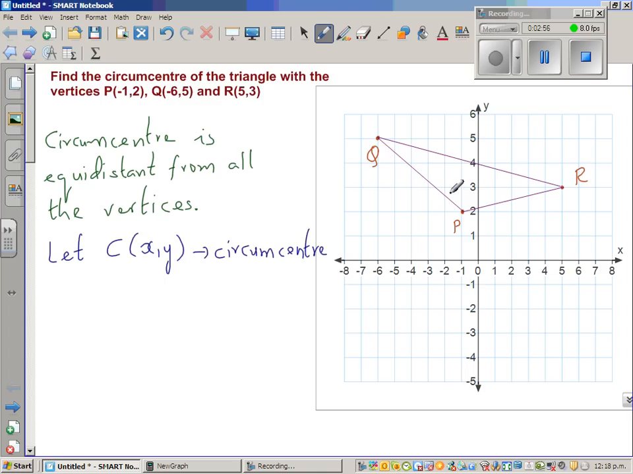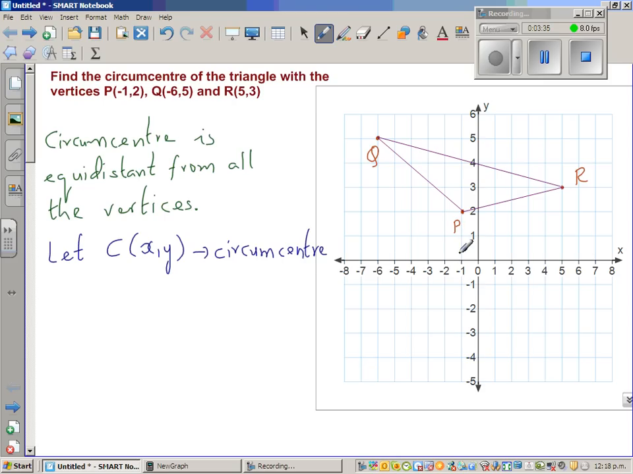So this seems to be an obtuse angle triangle. This angle looks to be more than 90. So the circumcenter of an obtuse angle triangle is outside the triangle. An acute angle triangle is a triangle in which all the angles are acute. In an acute angle triangle, the circumcenter is always inside the triangle. And on a right angle triangle, the circumcenter is in fact the midpoint of the hypotenuse. I've made a video on that. You can have a look at that.